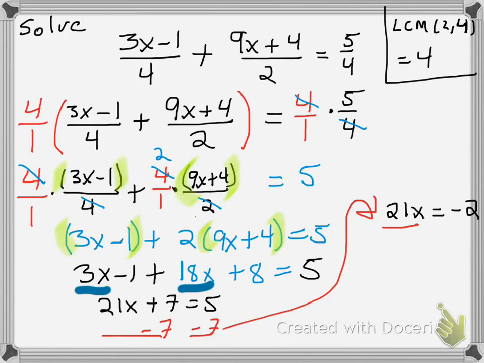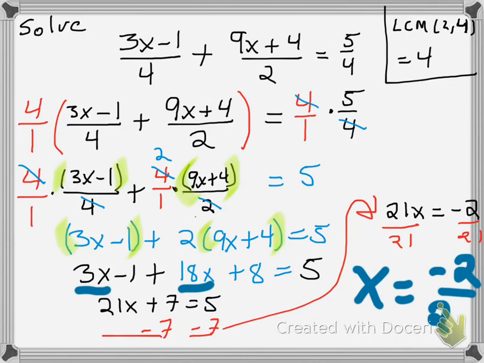And the last thing to do is we're going to go ahead and divide by 21 on both sides. So divide by 21, divide by 21, and that is our answer. x equals negative 2 over 21. Okay. So we got a little bit different answer than in the problem we did in class, just because the original problem was slightly different. The process is identical. Okay. We're going to look at one more.